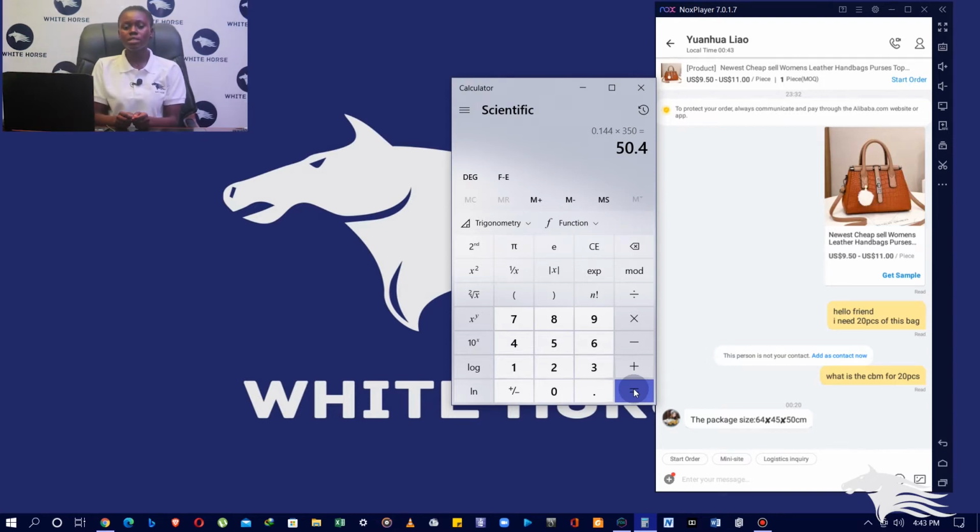To know the unit shipping cost for a bag, you go ahead and divide the shipping cost by the quantity that you ordered, which in this case is 20 pieces. So let's go ahead and divide by 20.